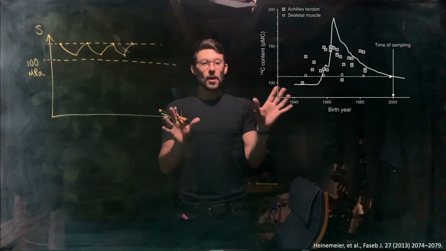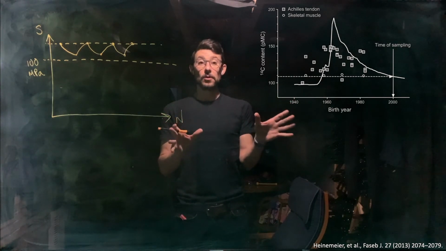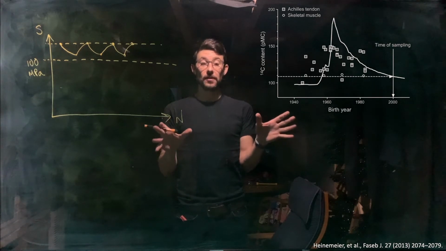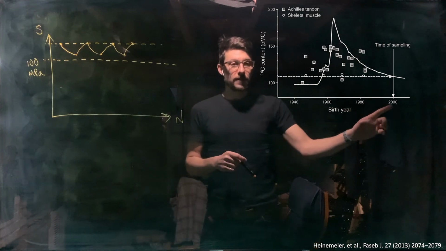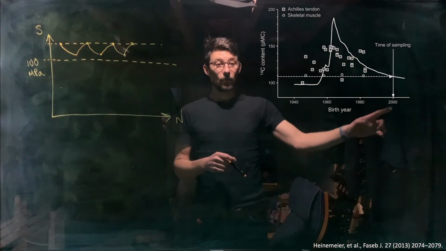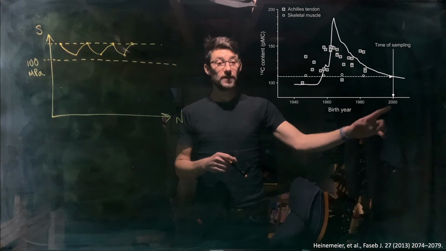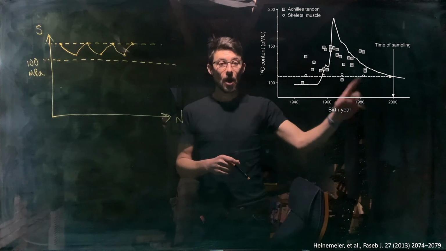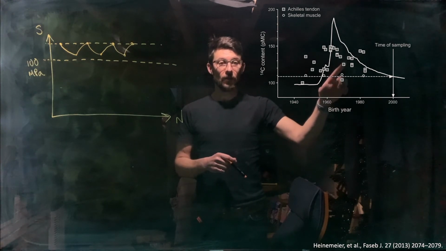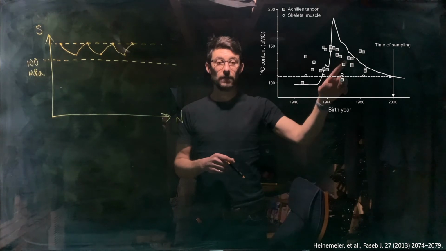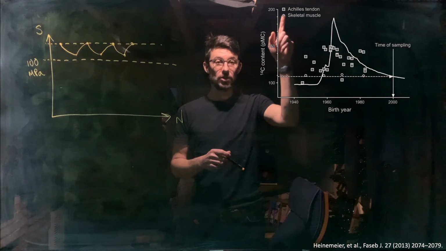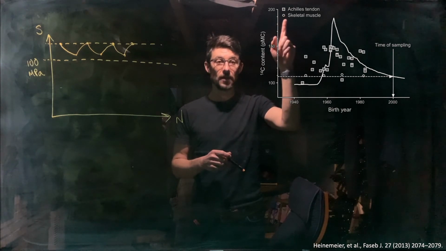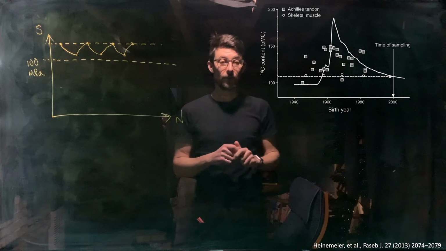And what the authors in this study did was they looked at the concentration of carbon-14 in some different tissues. The sampling date, when they actually sampled the tissues, was in 2000. All of the dots on here represent the birth year of individuals that tissue was taken from. Square dots, tissue taken from the Achilles tendon. Round dots, tissue taken from skeletal muscle.